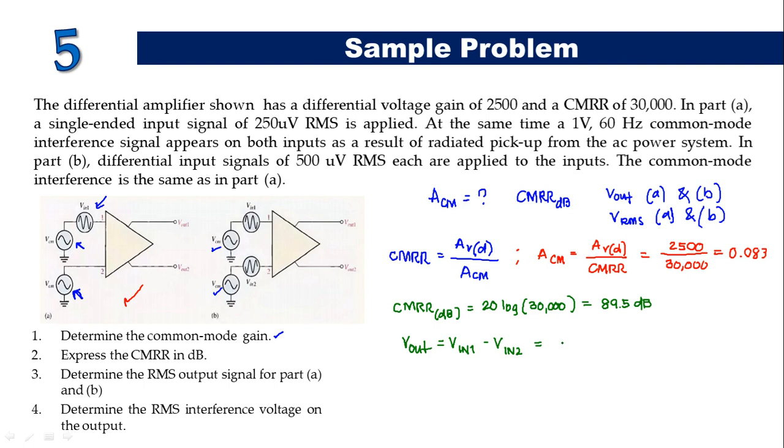So, since ang ating 1 is ilan? Tama ba? 500 or 250. 250 yung ating input, 250 microvolts minus 0. Therefore, yung ating output is 250 microvolts. Yan.